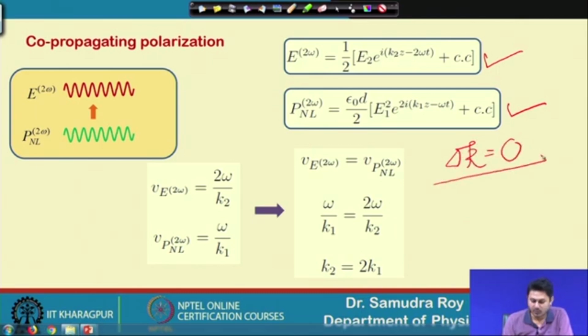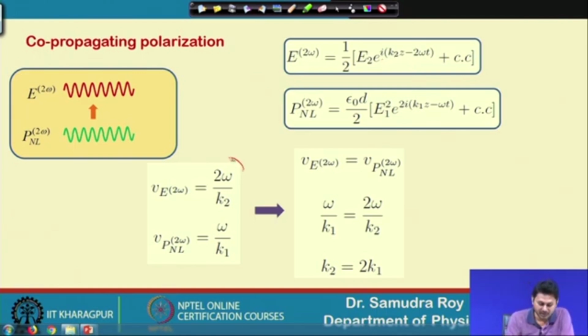So, if delta k is equal to 0, this phase matching condition, if I want to figure it out in a different way, then we can find one important thing. So, what is the velocity of E 2 omega? From this plane wave expression, we can readily say that the velocity of this E 2 omega is nothing but 2 omega divided by k 2. So, this is the phase velocity of the wave E 2 omega.